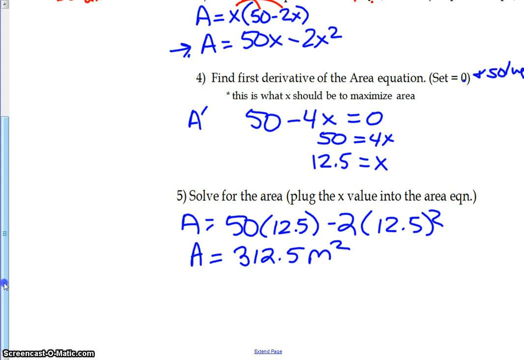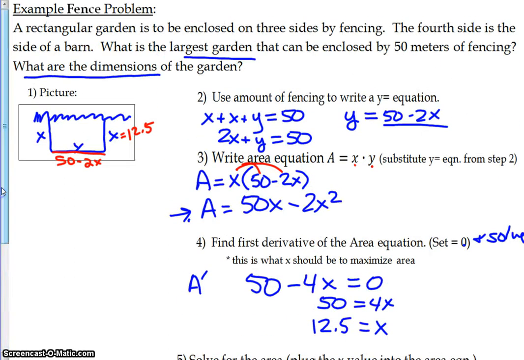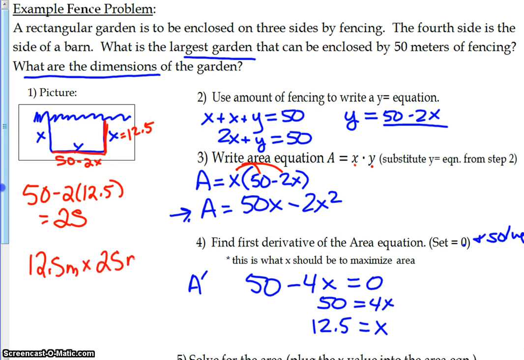Instead of doing it that way, I could have gone back to my picture if I was a more visual person, and said, well, I know that my one dimension is 12.5. The other dimension I know is 50 minus 2 times my first dimension, so I could have figured out that my other dimension was 25. Then if I have a 12.5 meter by 25 meter plot of land, the area is just 12.5 times 25. And of course, it's that 312.5 meters squared.